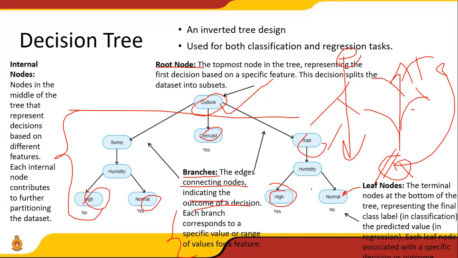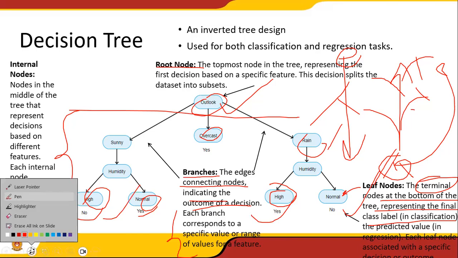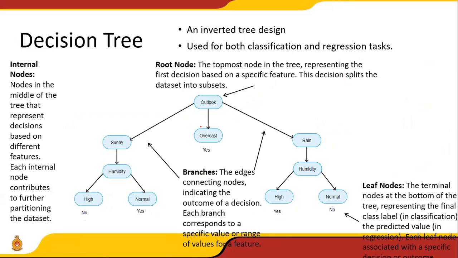My question is, the last nodes, the terminal nodes at the bottom of the tree, represent the final class label. So this is the final class, this is the final class, this is the final class. My question is, according to this tree structure, can we consider this overcast as a leaf node or not? Quickly take 10 seconds and give me an answer.